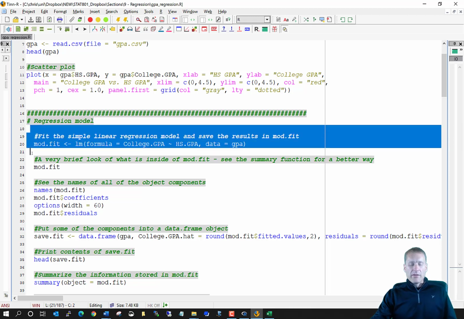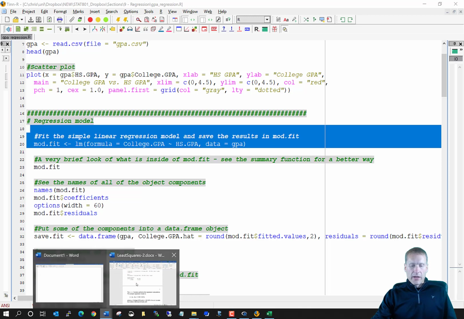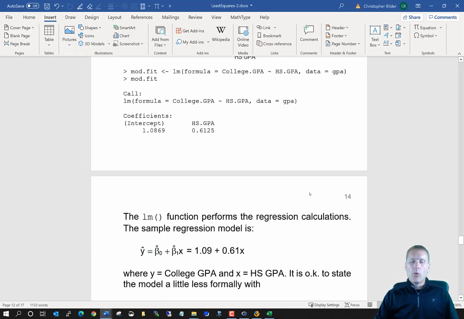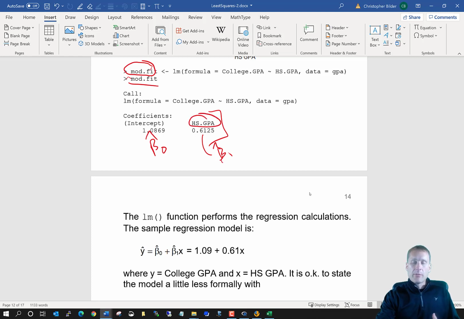So if I run this, I'm going to come back over here to Word because I'm going to write on my screen. I put it into an object called mod.fit, for model fit. And if I just type mod.fit, this is what we get. My beta hat 0 is labeled as the intercept. My beta hat 1, which is my slope, is labeled as hs.gpa because it's a coefficient, you could say, on high school GPA in our model.